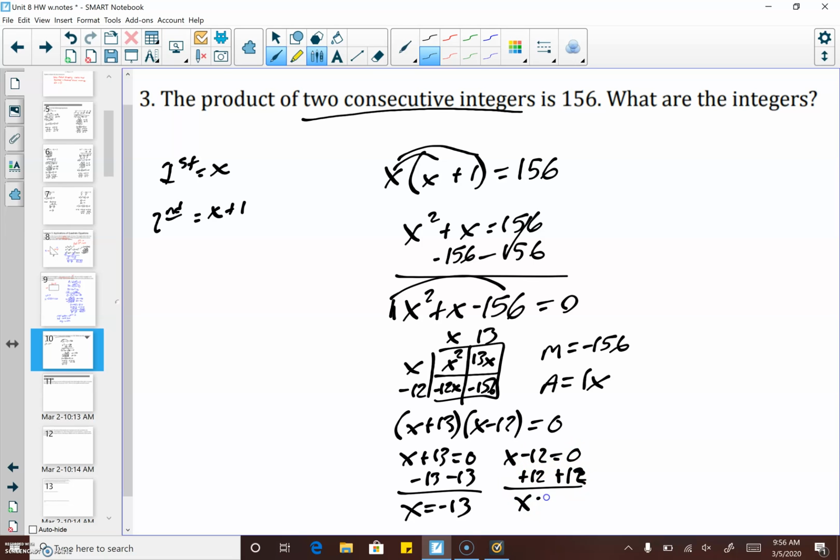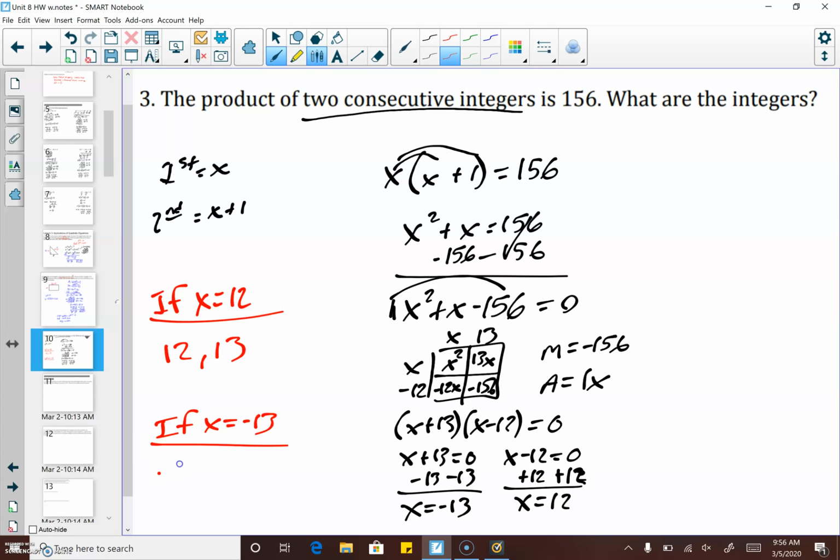So we've got to make sure we're answering the question here. We're actually going to have two separate answers. The first answer is if x is 12, then we're going to have the numbers 12 and 13 as our answers. The second piece is if x is negative 13, then we're going to end up with negative 13 and negative 12. So we have to make sure we do our x and x plus 1 for both scenarios.